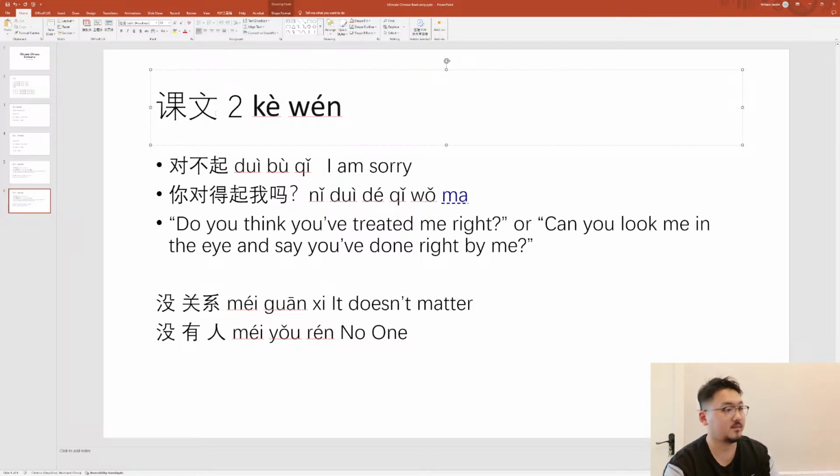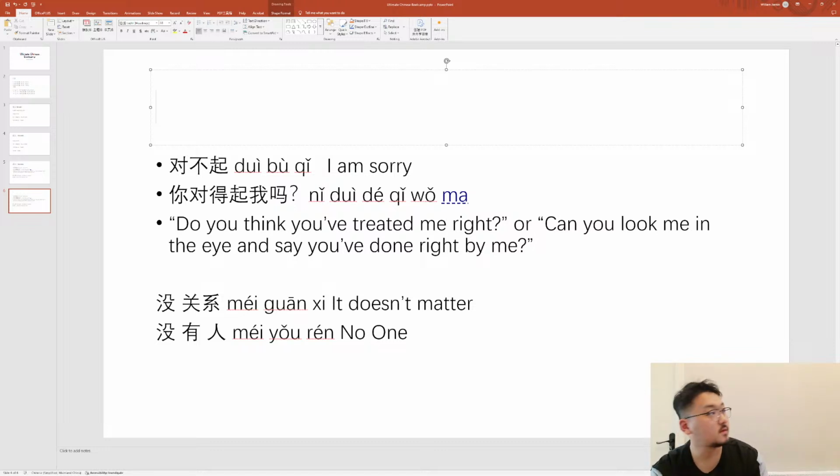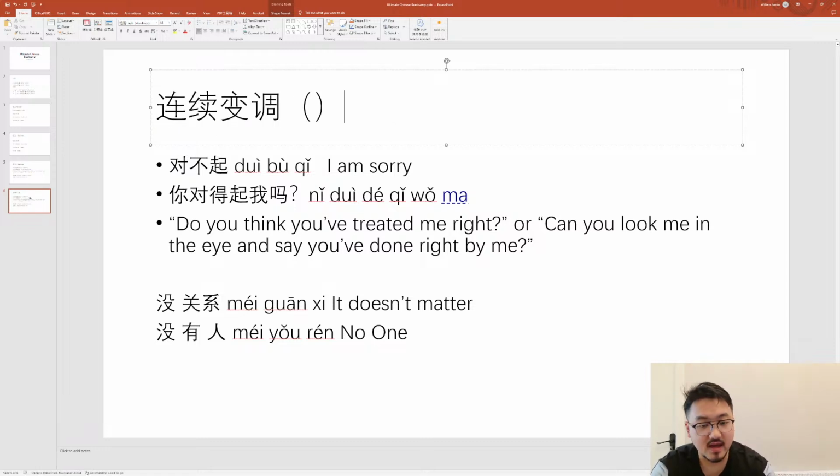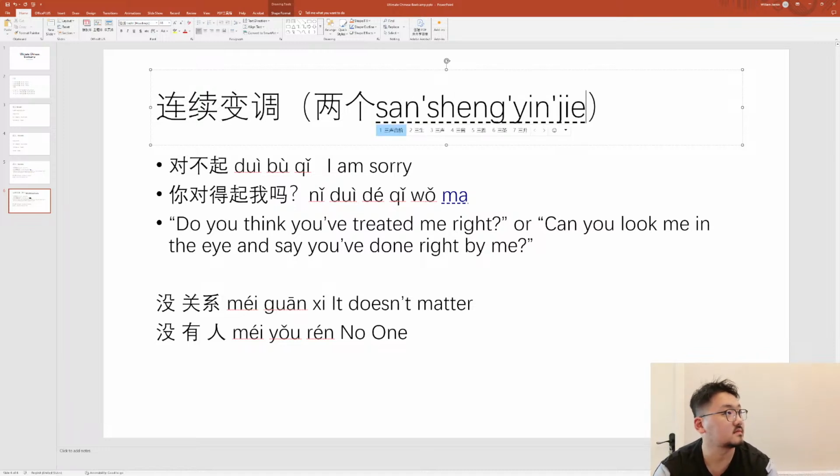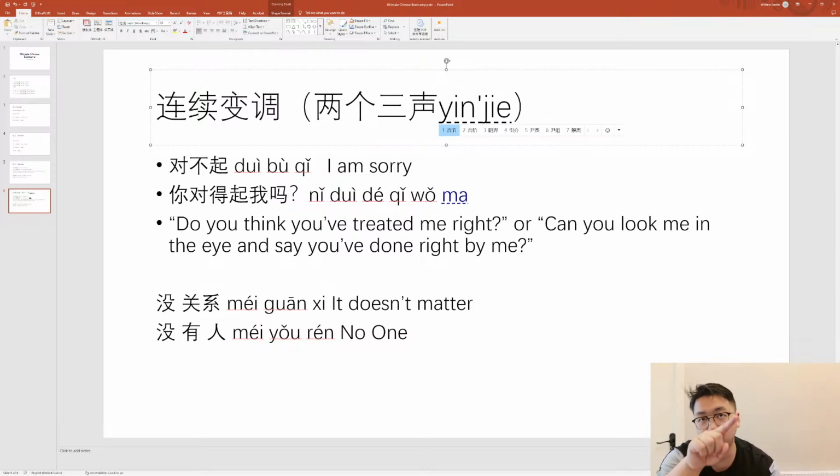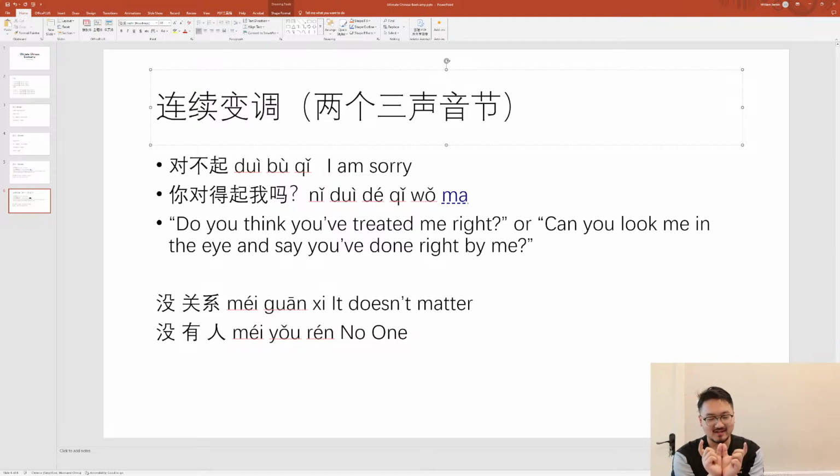Okay. So let's write it down. Okay. So I'm going to type it, 连续变调. 连续变调. Okay. That happens when there are 两个三声音节, two third-tone syllables. Okay, 马, right, 三声音节. If you've got two third tones and put them together, it becomes really hard, not only for Chinese people, but also for people around the world, technically, they can't pronounce this with ease.